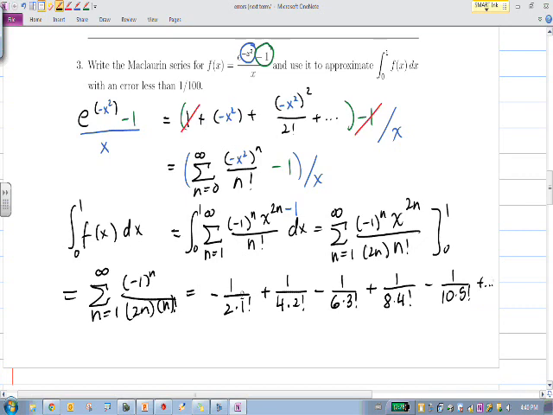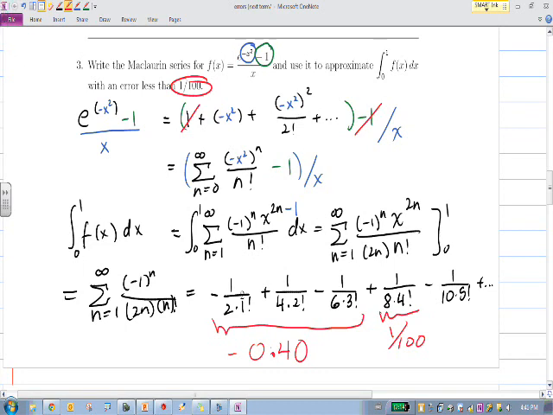Now let's look at what the question is asking. I want to approximate this integral to an error less than 1 over 100. So I need to look for the term that is less than 1 over 100. It turns out that this is less than 1 over 100. So I only need 3 terms. If I added these three terms up, I would get negative 0.40. And again, I'm stopping at the hundreds place because my accuracy is 1 over 100.